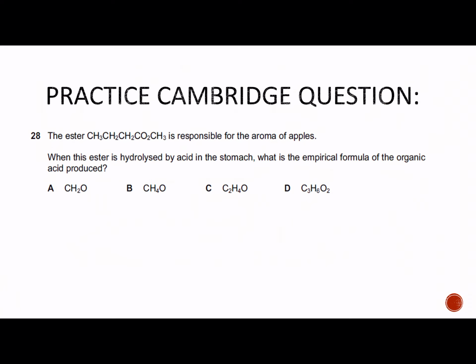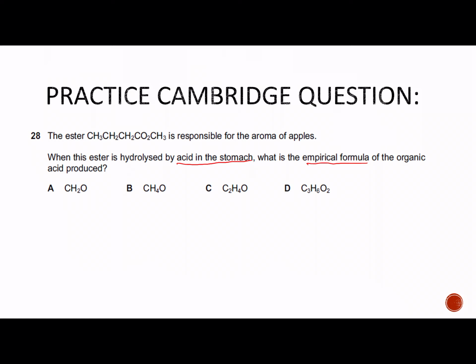So let's take a look at a practice Cambridge question. The ester CH3, CH2, CH2, CO2, CH3 is responsible for the aroma of apples. When this ester is hydrolyzed by acid in the stomach, what is the empirical formula of the organic acid produced? So they want the empirical formula, not the molecular formula.